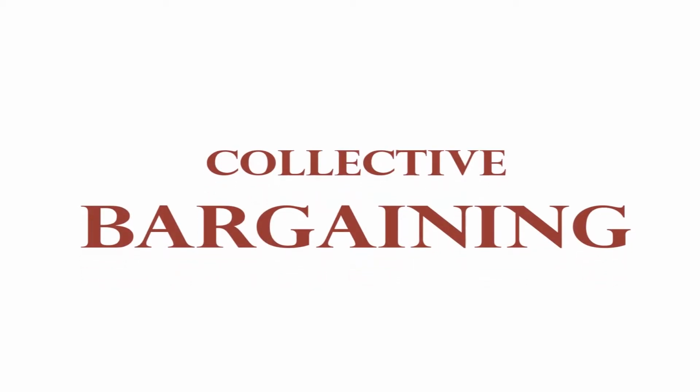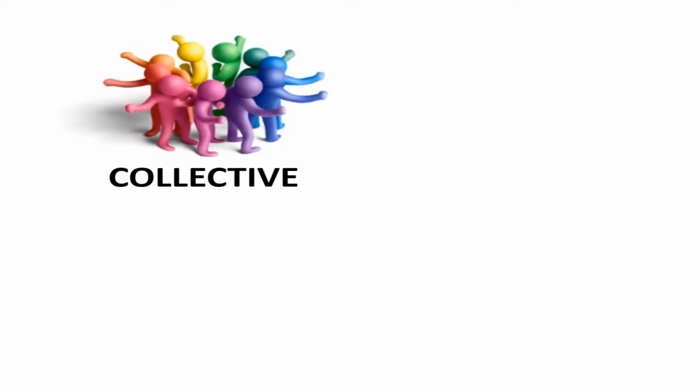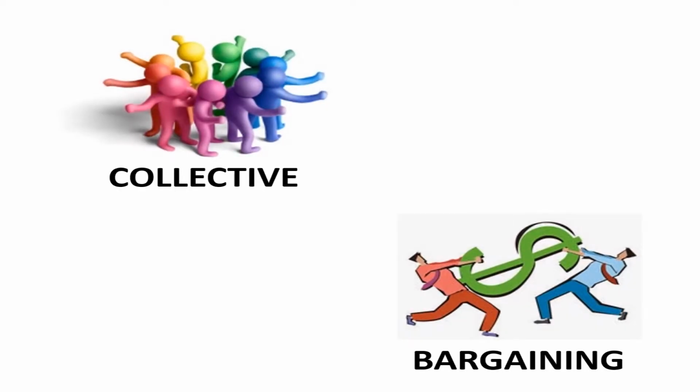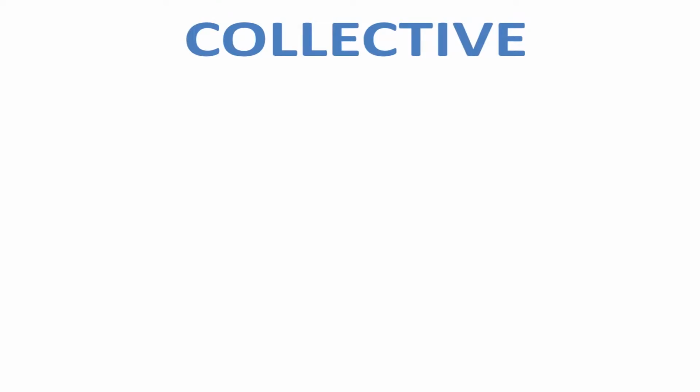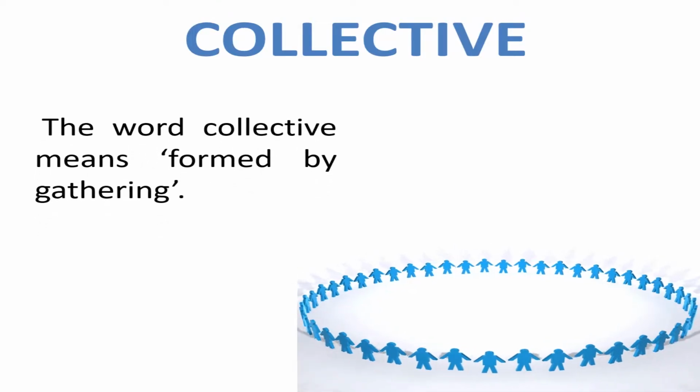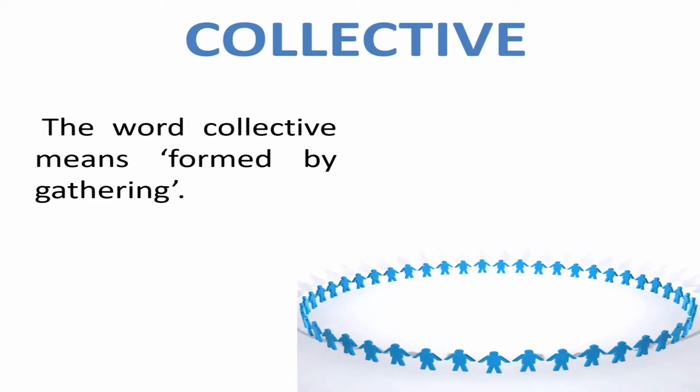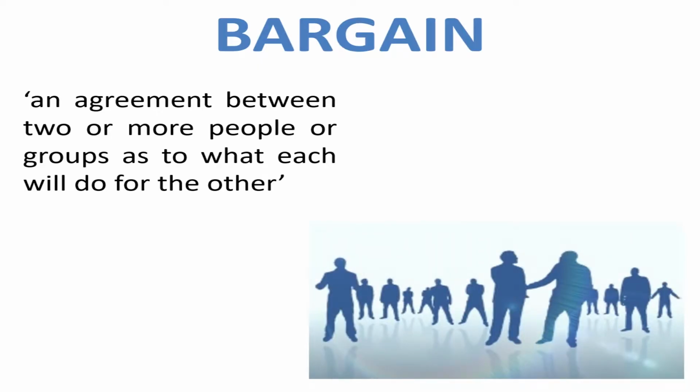Hello students. Today, we are going to discuss an important topic of HRM, that is, collective bargaining. To understand the topic more clearly, let us discuss the meaning of collective and bargaining individually. First we have collective. The word collective means formed by gathering. Next we have bargaining. The term bargain means an agreement between two or more people or groups as to what each will do for the other.